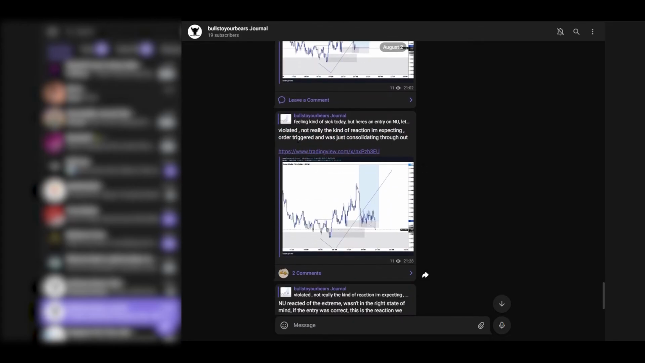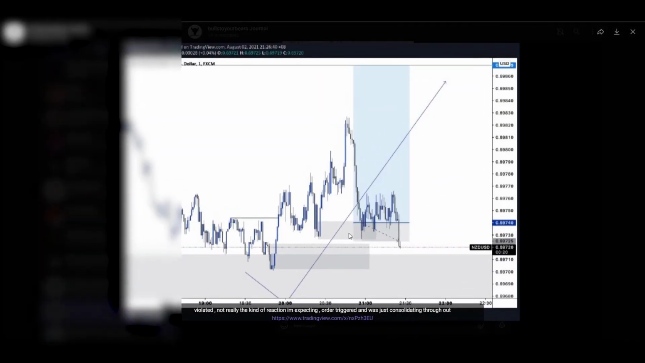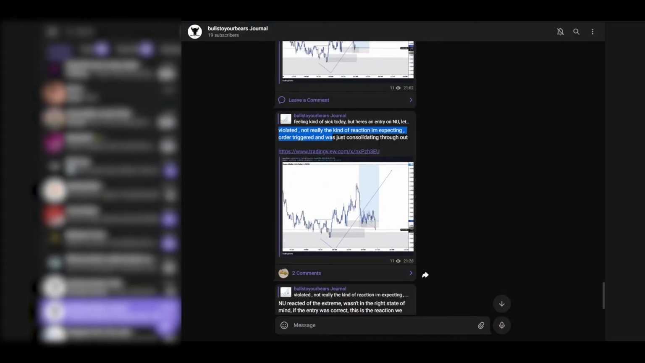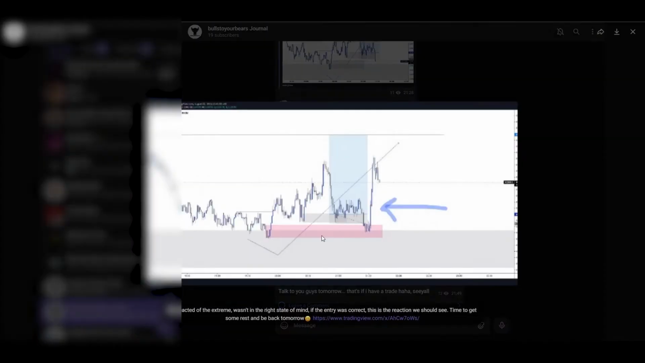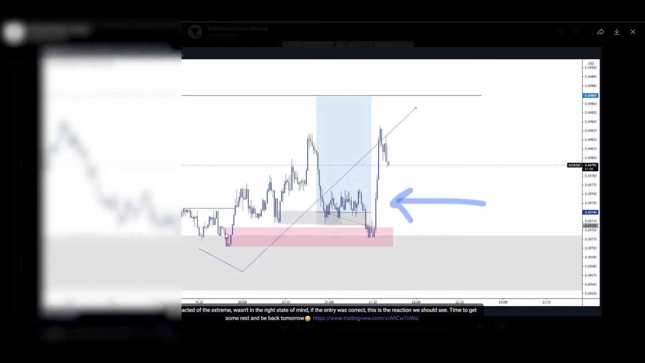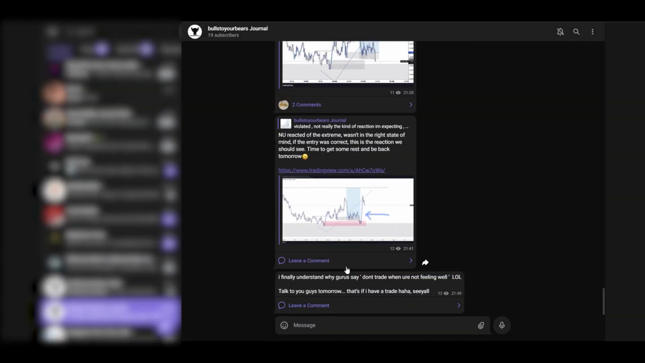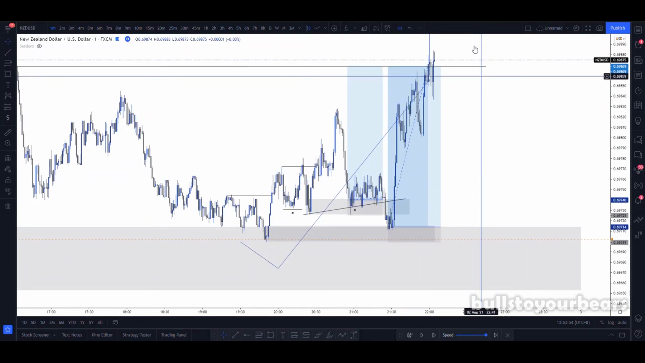And then I evaluated my setup. It's not really the reaction that I'm expecting, right? Price consolidated, and then we can see it reacted off the extreme. This is the extreme that I drew, and then it reacted off it. So it slipped my mind, I forgot to see this, or I wasn't at my best to catch this. But I finally understand why gurus say don't trade when you're not feeling well. Anyway, here you can see it tapped in and then it just flew.